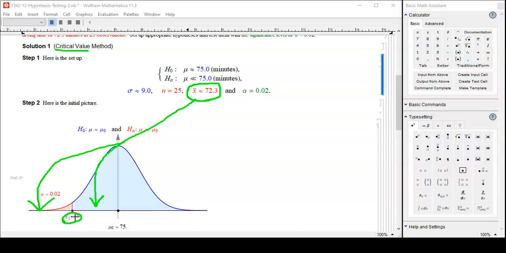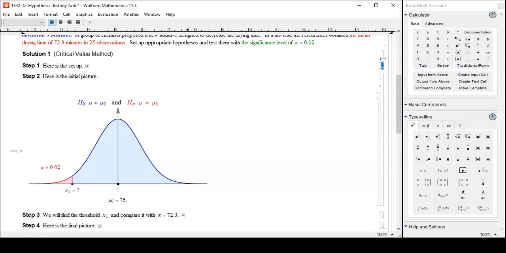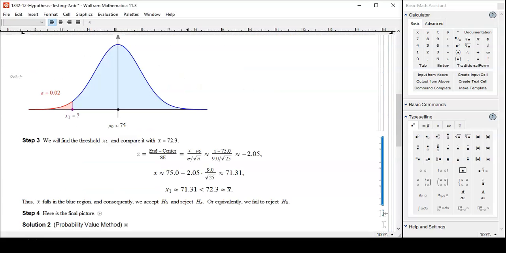That's the key. Find out the critical value and place this sample mean. We don't use the sample mean until the very last moment when we place it. The key is to look for the critical value. Okay, let's look for the critical value x. How do we do that?